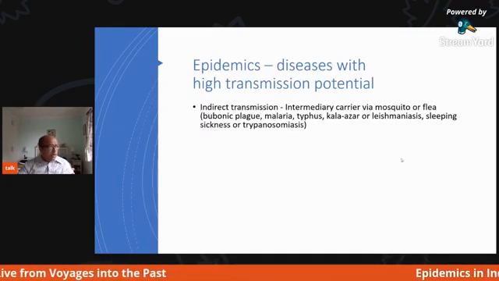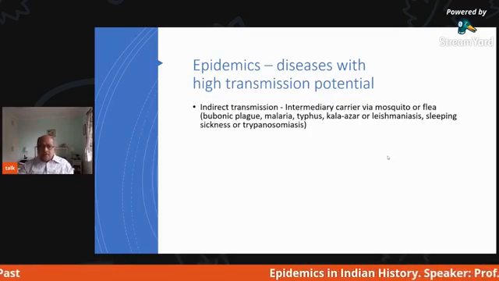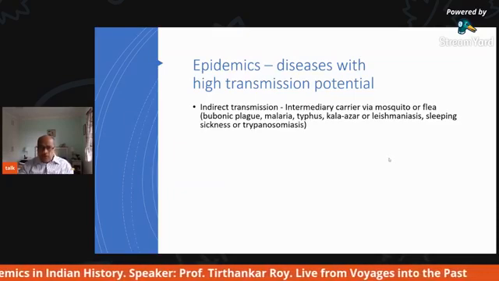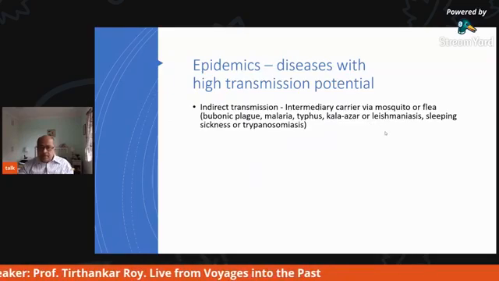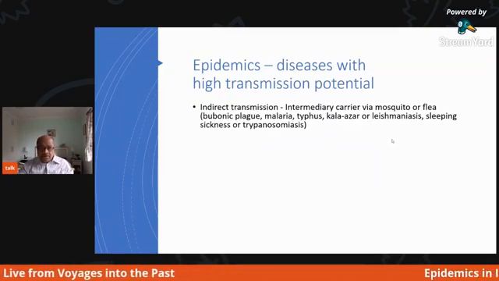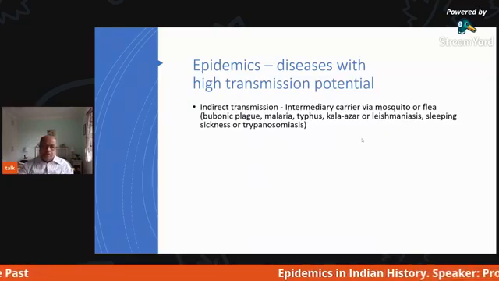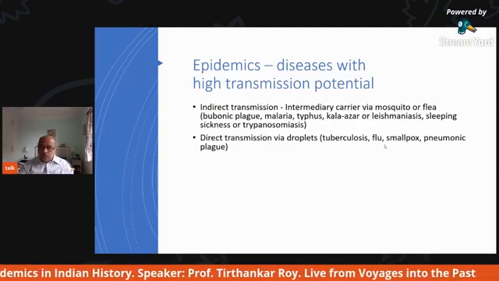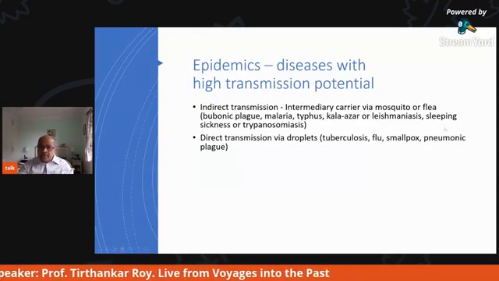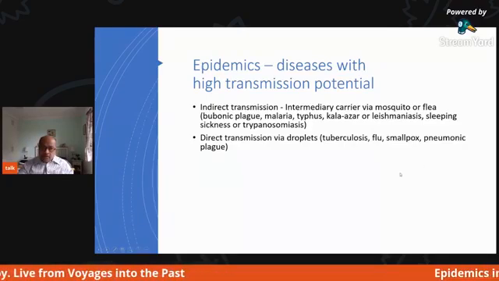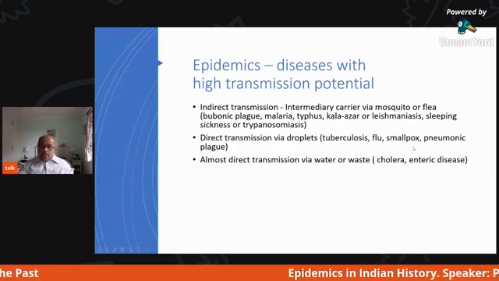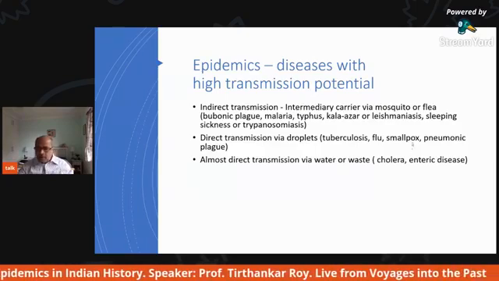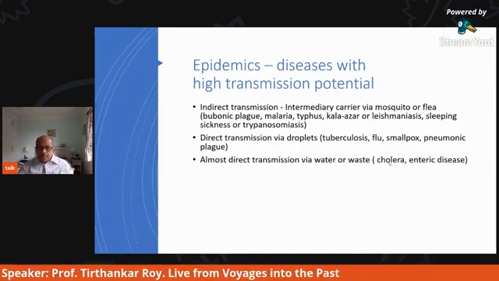There are a lot of ways that diseases can transmit. One very common way is indirect transmission through an intermediary carrier like a fly or a mosquito. Bubonic plague, malaria, typhus, cholera, leishmaniasis, and sleeping sickness are all examples of that kind of transmission. But there is also direct transmission via droplets that are released through cough and sneeze, such as TB or flu or smallpox, or a variety of plague called pneumonic. Now, there is also a third type of transmission, which is through an object, such as water or human waste.